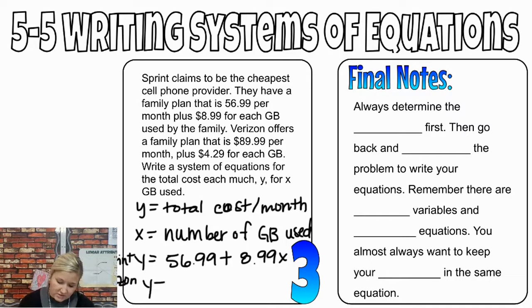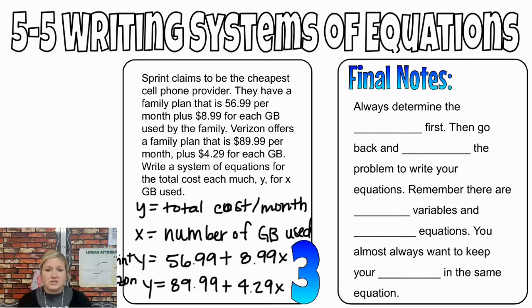And then I'm going to have one for Verizon. So Verizon starts out pretty similar, except they start out a little bit more at $89.99. But then for each gigabyte used, I'm going to be at $4.29 for each of those, as opposed to $8.99 for the Sprint. Again, like the gym membership, you want the cheapest, but what fits your family the best.